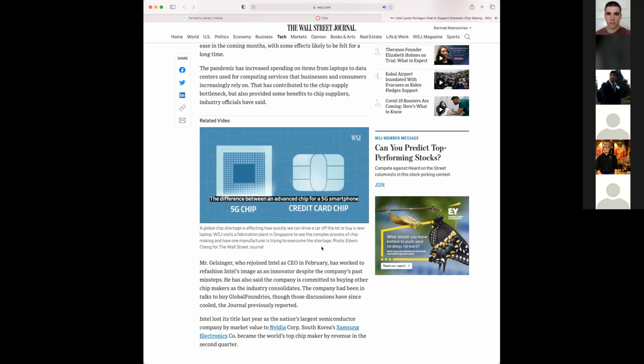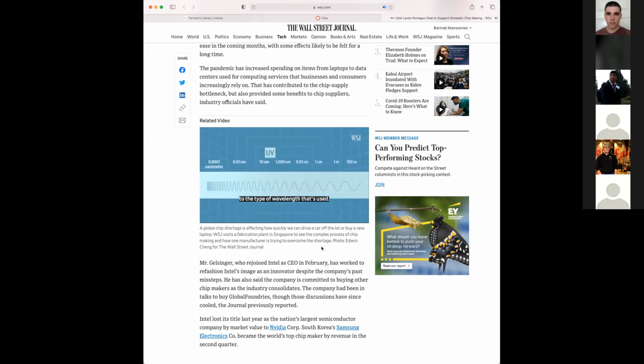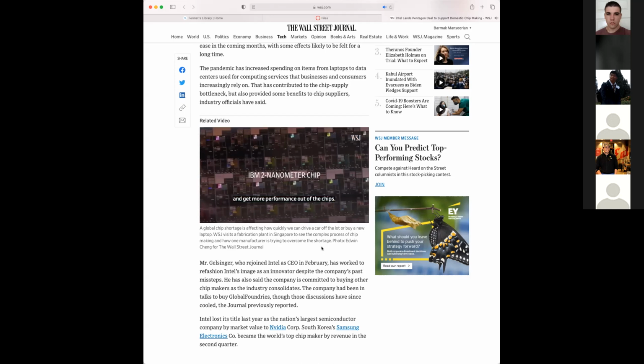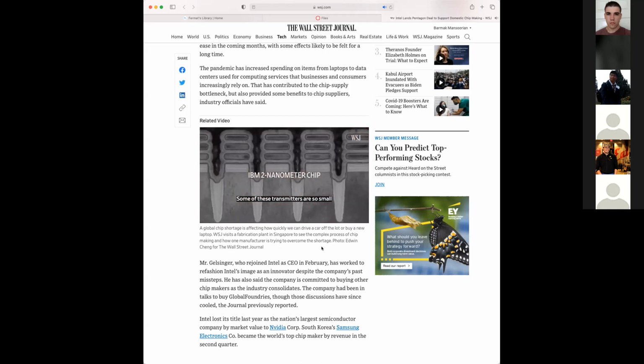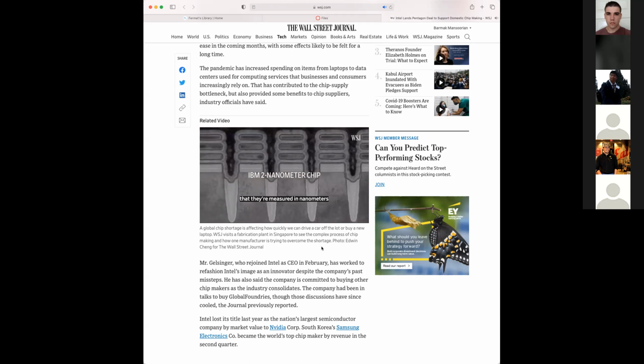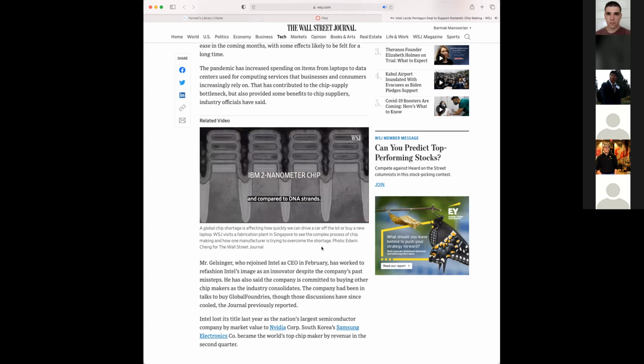The difference between an advanced chip for a 5G smartphone versus one for your credit card comes down to the type of wavelength that's used. Shorter wavelengths mean you can etch finer features and get more performance out of the chips. Some of these transistors are so small that they're measured in nanometers and compared to DNA strands.